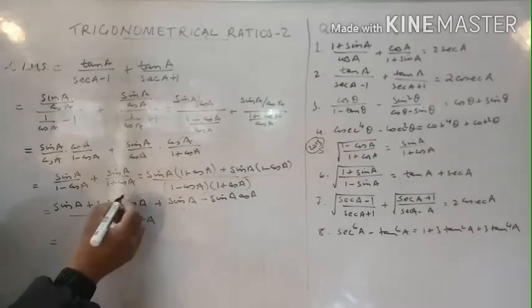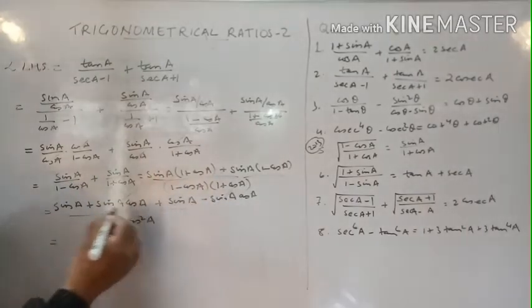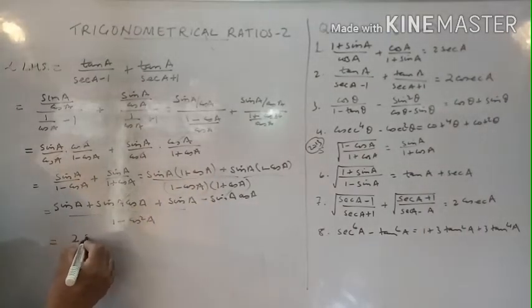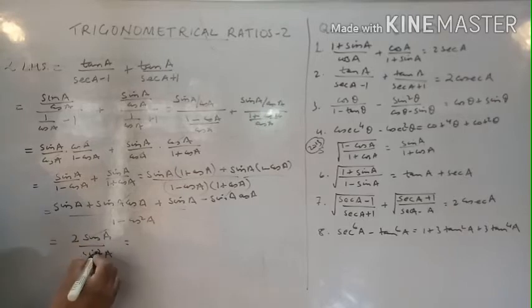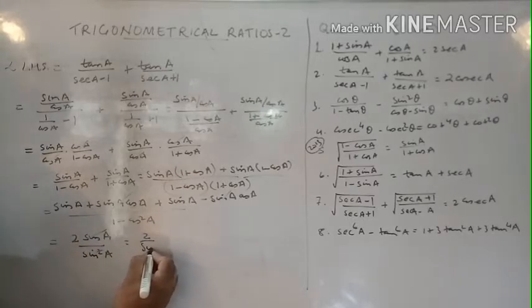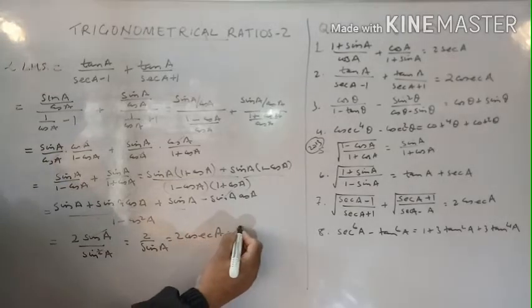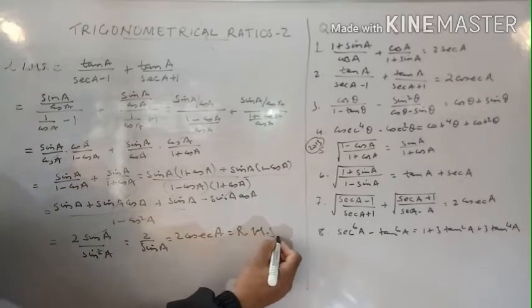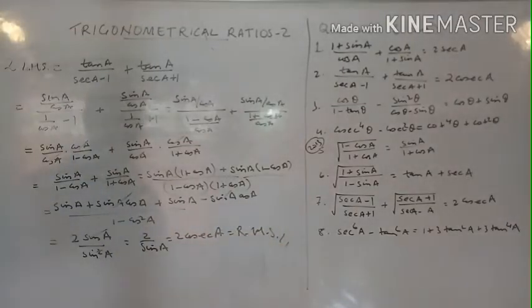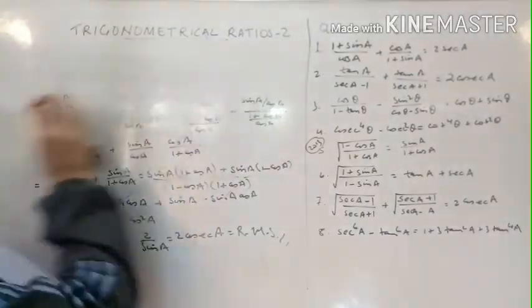Here sin A cos A, being plus and minus, cancel. Sin A plus sin A is 2 sin A, and 1 minus cos square A is sin square A. So sin A and sin square A get cancelled, you get 2 by sin A, and that is 2 cosec A, which is equal to the right hand side. So it is proved. We have to get 2 cosec A. Now question number 3.